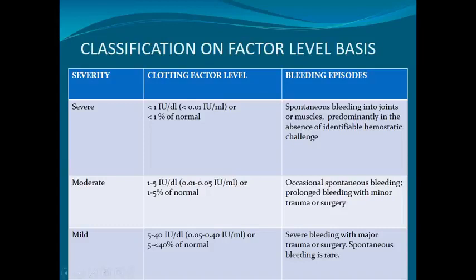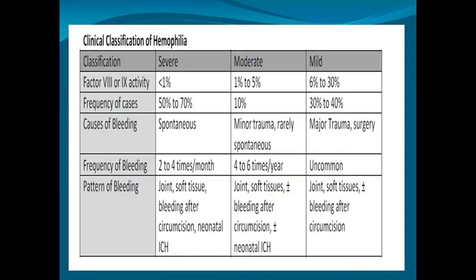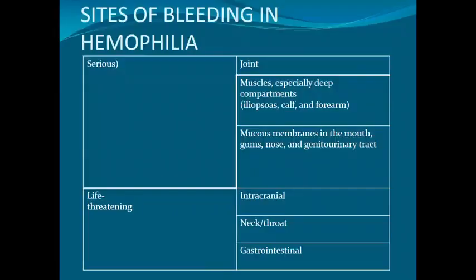If the patient falls into the moderate category, there is occasional spontaneous bleeding, but prolonged bleeding with minor trauma or surgery. If there is a minor trauma, there is prolonged bleeding. While in cases of mild hemophilia, there is severe bleeding with major trauma or surgery. Means whenever the patient encounters a major trauma or major surgery, there will be severe bleeding. This is in the mild variety, and spontaneous bleeding is very rare. So this is another slide showing the severity of hemophilia, and this is only for hemophilia A.